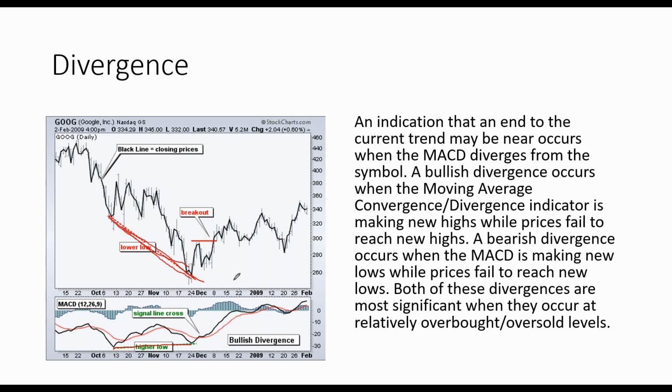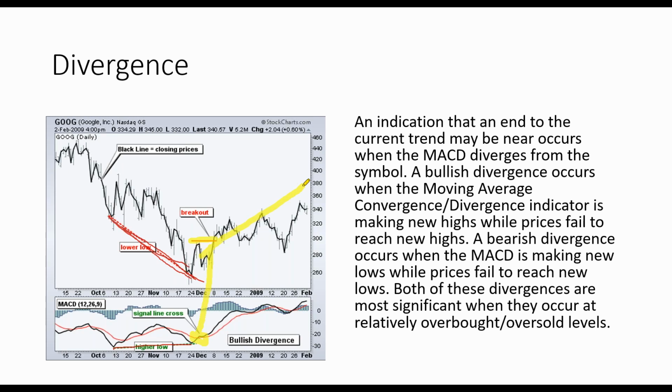When we get the signal line crossover right after a divergence, it is a very, very positive signal. So we get the breakout here at the same time we get the signal, and that's telling us to buy into that marketplace. We could get the opposite and get bearish divergence, and that would be a sell indicator.